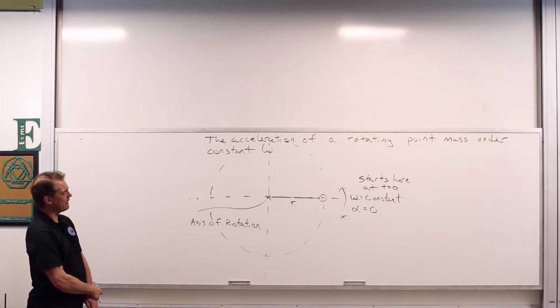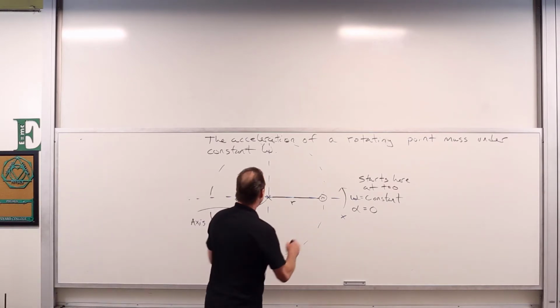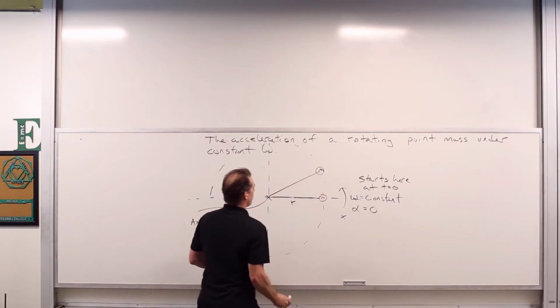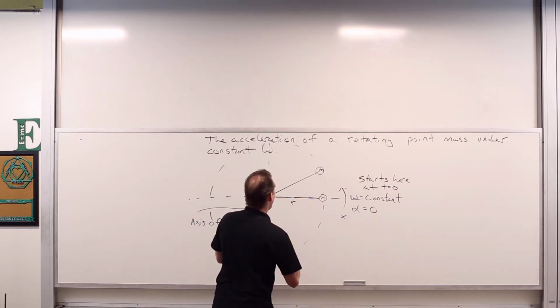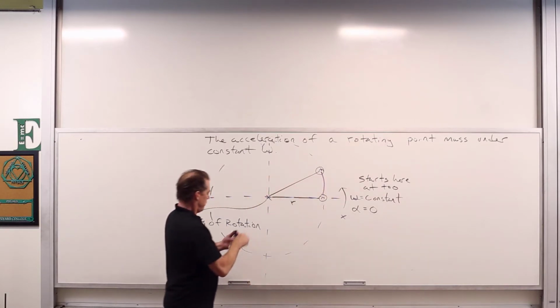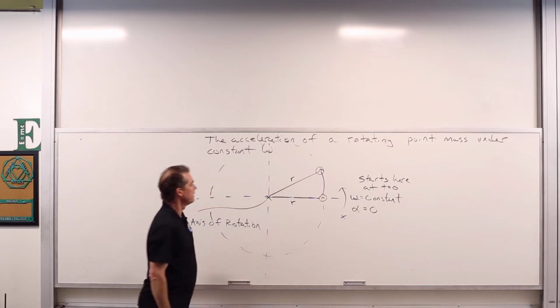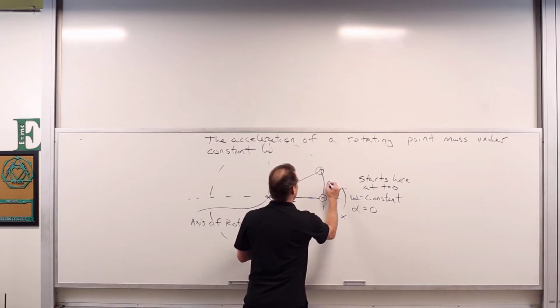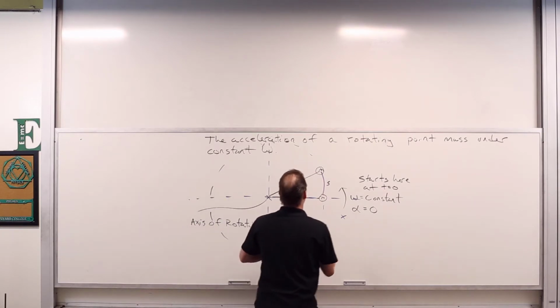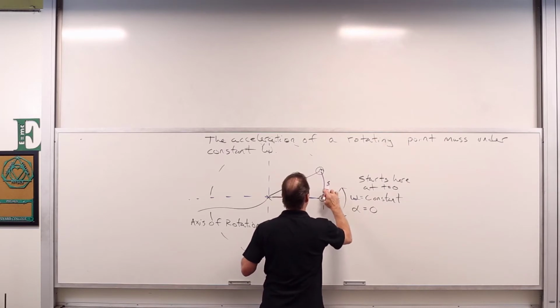And let's say that sometime later, it's at some different position. And think about what that really means here. So sometime later, this object will be here. It will move through some arc length like this. This is still the radius right there. There's an arc length that it moved through. And we've also got the tangential velocity right here.